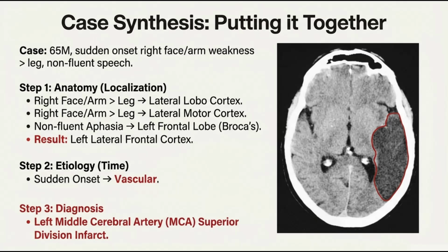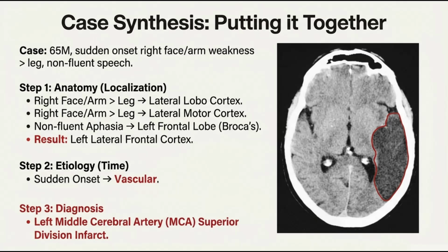Okay, think back to the homunculus map on the cortex. The face and arm are on the lateral surface. The leg is on the top in the midline. So this points to the lateral motor cortex. And it's on the right side of the body, so it has to be the left brain. And the aphasia confirms that location for us. Non-fluent aphasia points straight to Broca's area, which is in the left frontal lobe, right next to the motor strip for the face. So our anatomic diagnosis is a lesion in the left posterior frontal lobe.